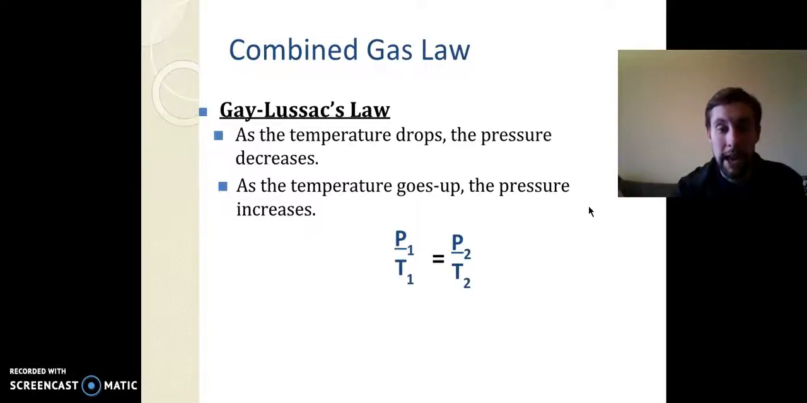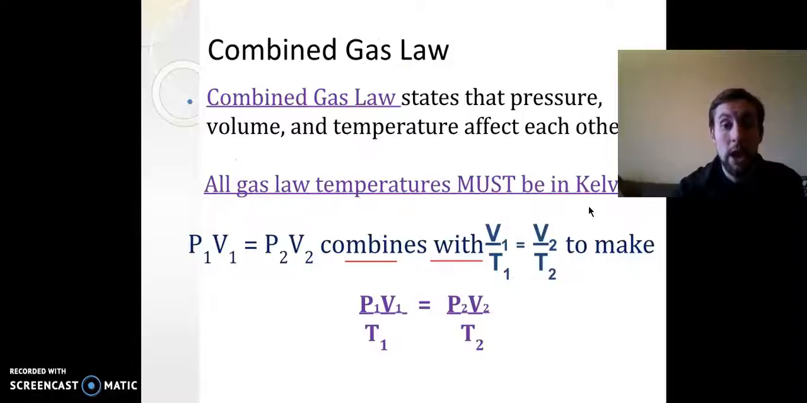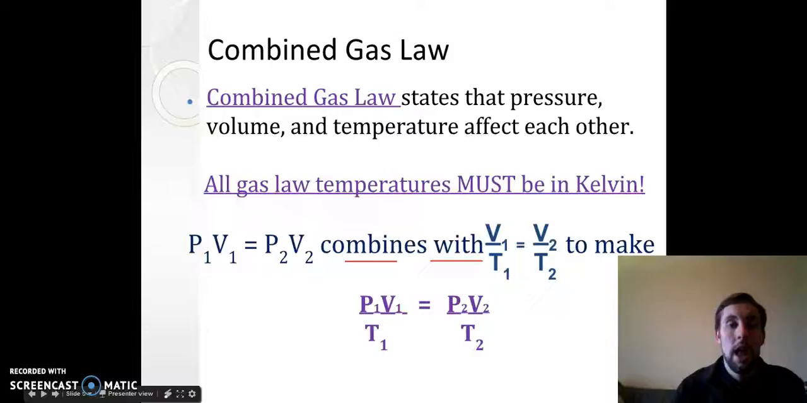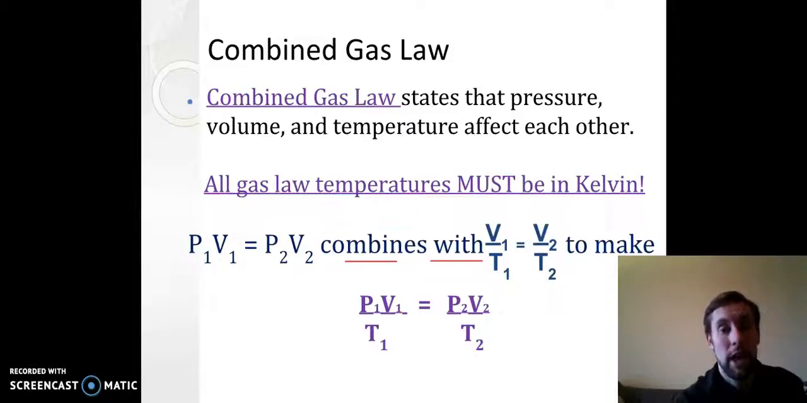Now, for our combined gas law, we are going to actually combine them all together. And just like all of our other gas laws, all temperatures must be in Kelvin at all times. So if they give it to you in Fahrenheit or Celsius, we have to convert them into Kelvin first, or it will not work. It does not work if you've got a 0 degree or a negative temperature. We get some really funny results that do not work out at all.